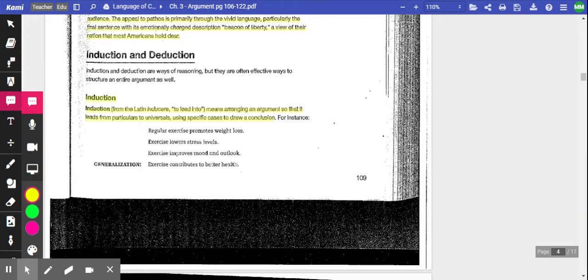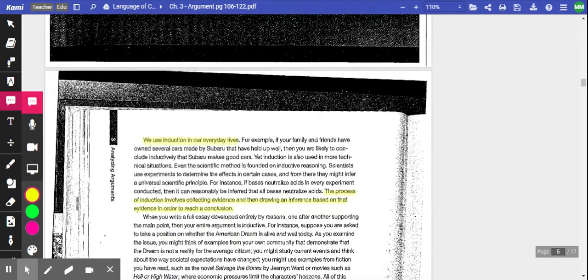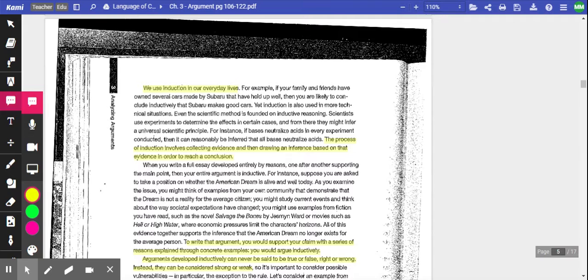This next section deals with induction and deduction. So the textbook defines it as induction means arranging an argument so that it leads from particulars to universals, using specific cases to draw a conclusion. Now, we use induction in our everyday lives.